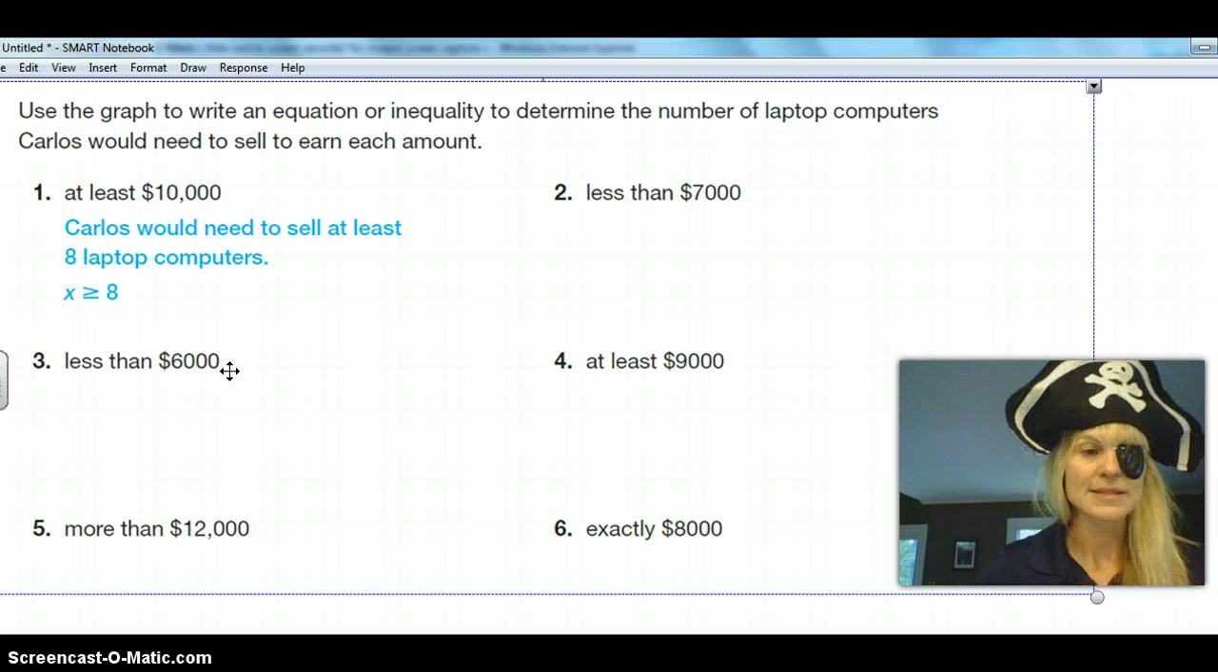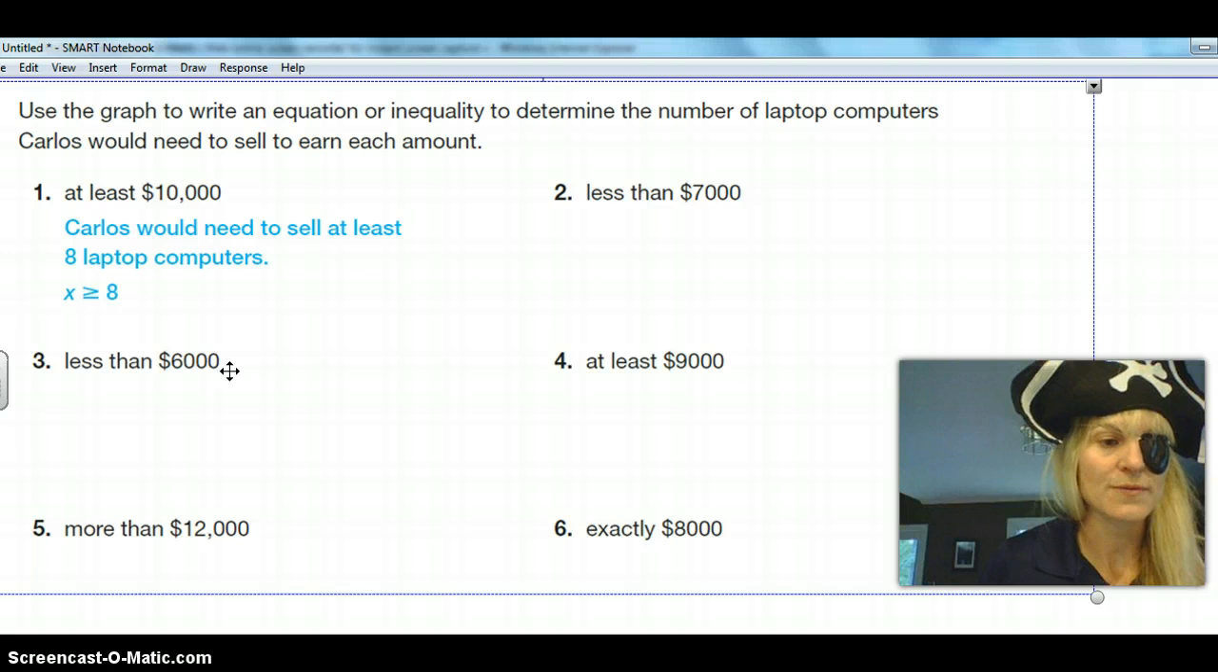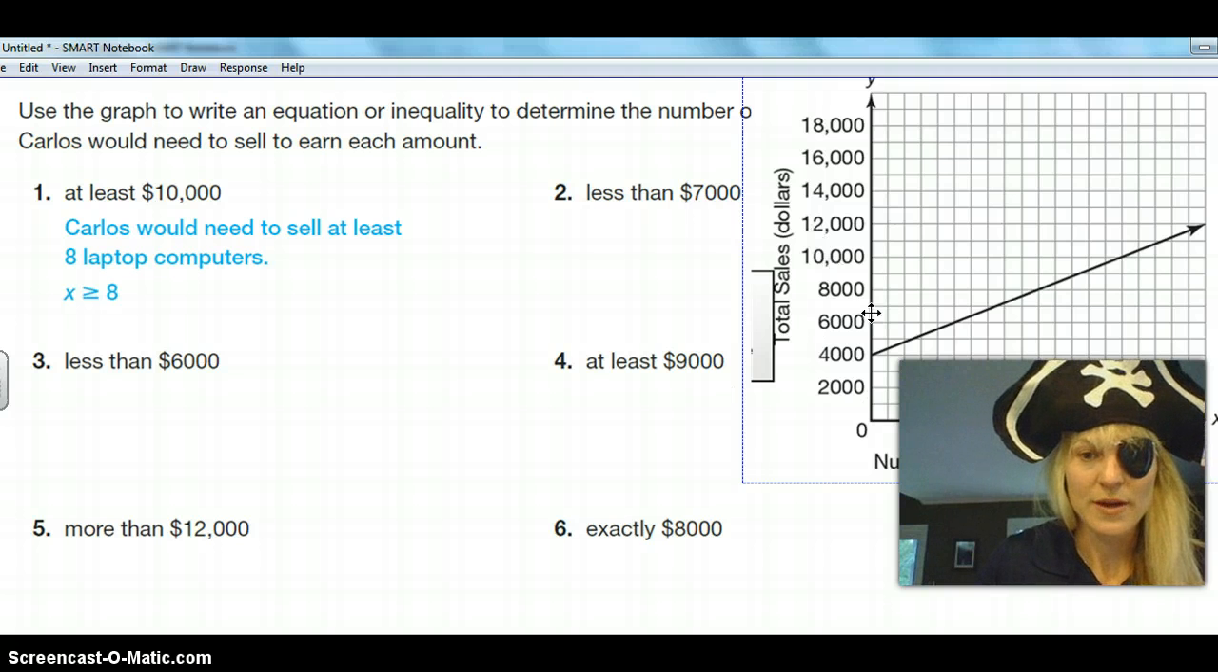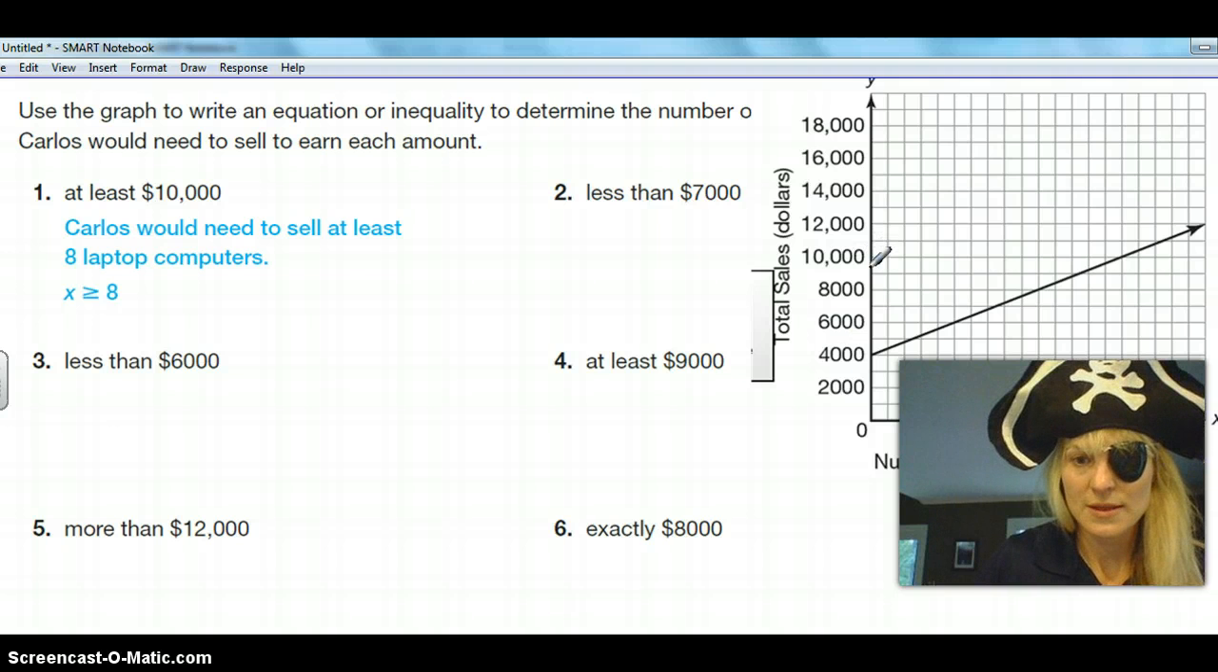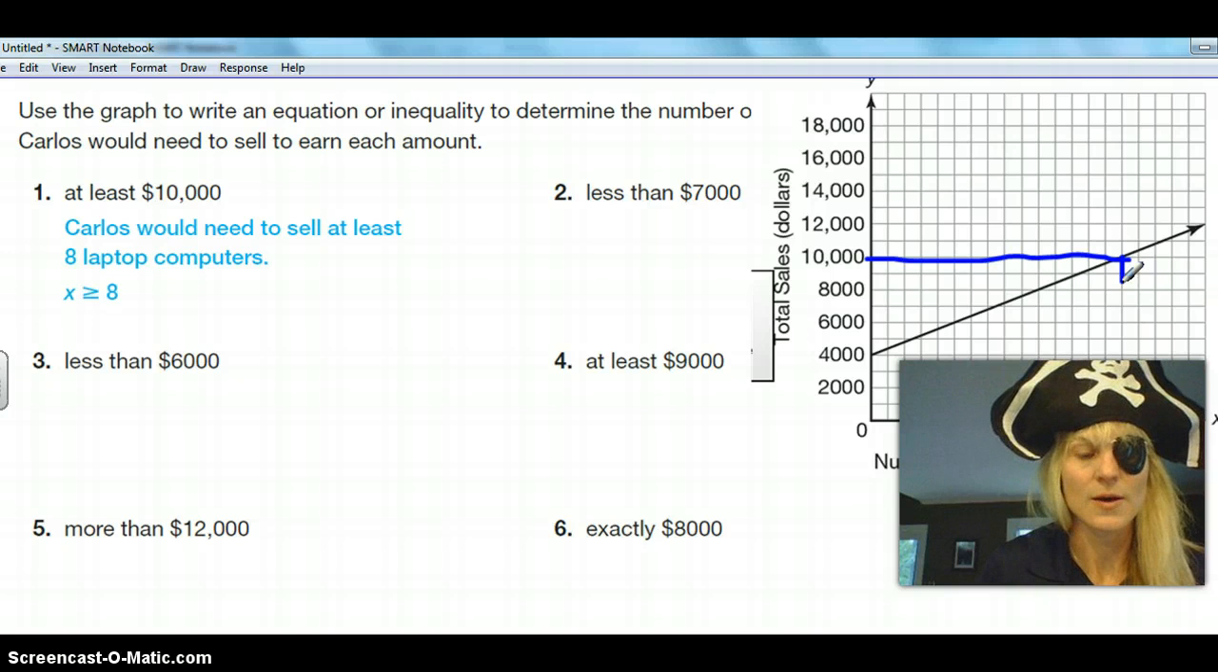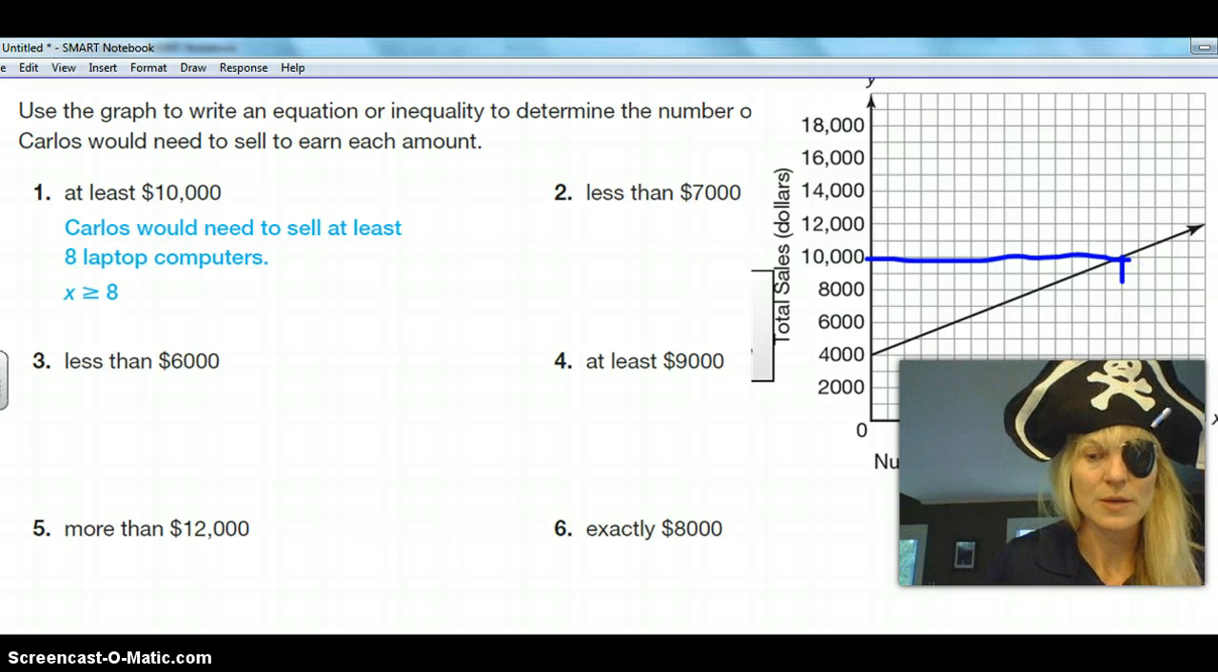So if it says at least 10,000, we did that. We found that it had to be 7.5 or more. So I put Carlos's graph back over here. The other day we found out that when he sold 10,000 computers, we are at 7.5. Well, obviously you can't sell half a computer. So they rounded up to 8 and said he has to sell 8 or more.